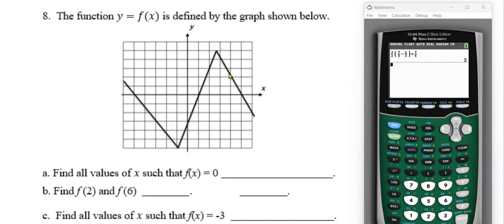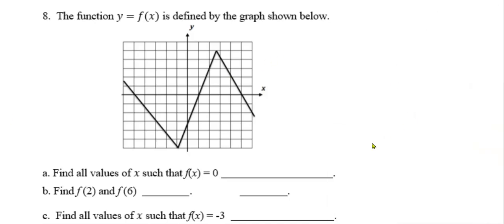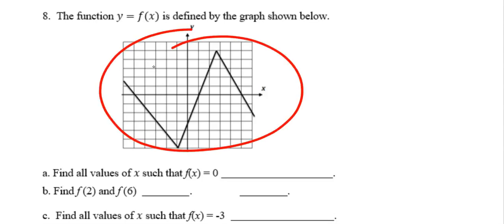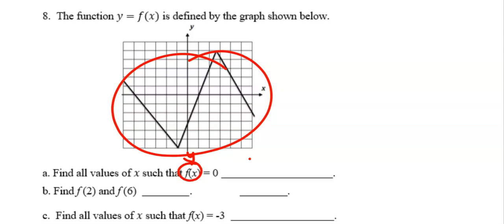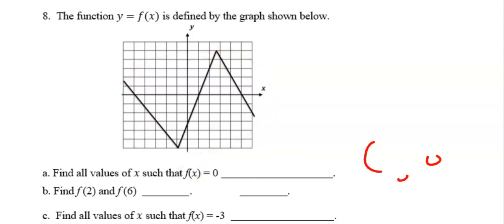Question number 8. This question has multiple parts, so let's take a look here. The function is defined by this graph here. And we want to find all the values of x, so we want to find the x coordinate values such that f of x is equal to 0. Now remember, this is just a fancy notation for y. So what points on this graph have a y value of 0? Or have a coordinate where y is 0, right?